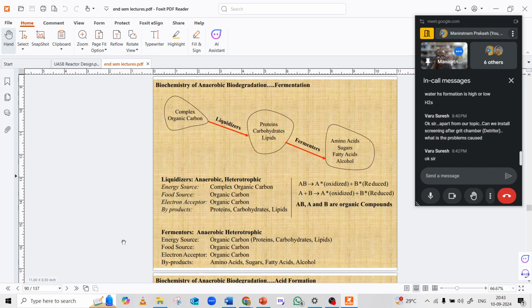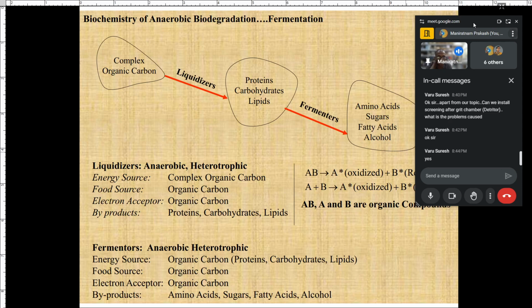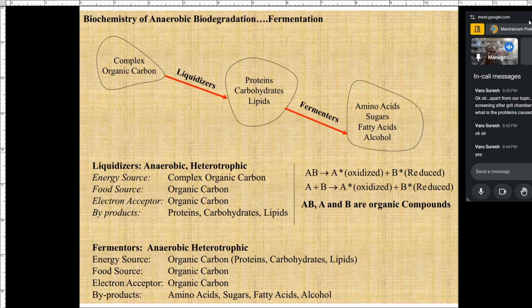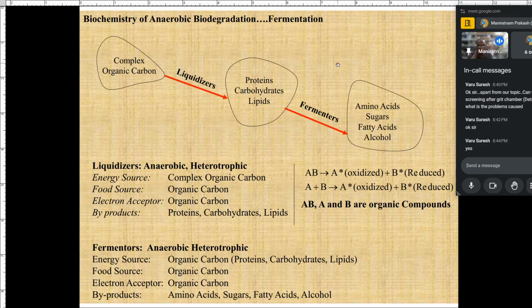So this is anaerobic biodegradation. I was saying the first step is this thing. Are you able to see this PDF? I hope you are able to see this PDF. I was saying that I will be showing the different kinds of bacteria which are involved in conversion. So the first step was acid formation, okay?